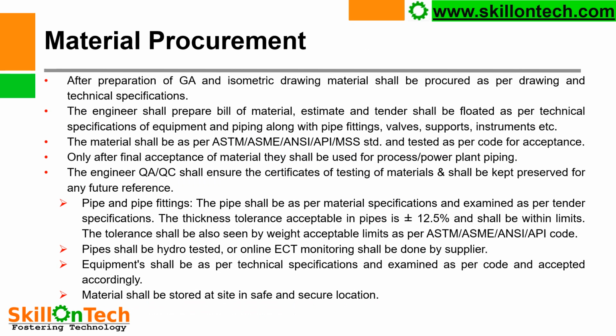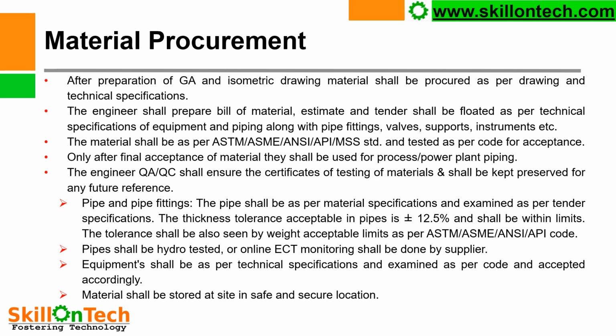Material procurement. Once we have finalized all these things, drawings, etc., everything we have decided, and we have calculated the size of the pipes, selected flanges, valves, everything, then we have to do material procurement. A piping engineer or a mechanical engineer will go for material procurement. So after preparation of GA and isometric drawings, material shall be procured as per drawing and technical specifications. Technical specifications are very important, and a mechanical engineer must take care of the technical specifications of the material while doing procurement or indenting or making a contract.